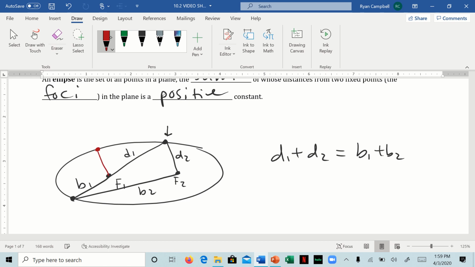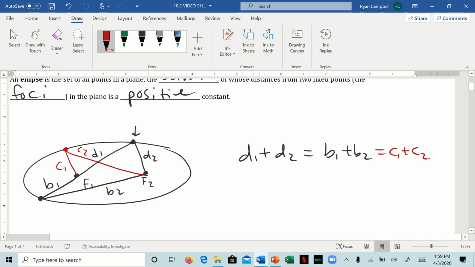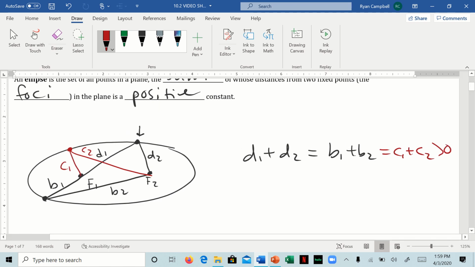We could have another one, C1, C2, and that should also equal the sum. And we know this is all going to be some positive number, some number greater than 0.